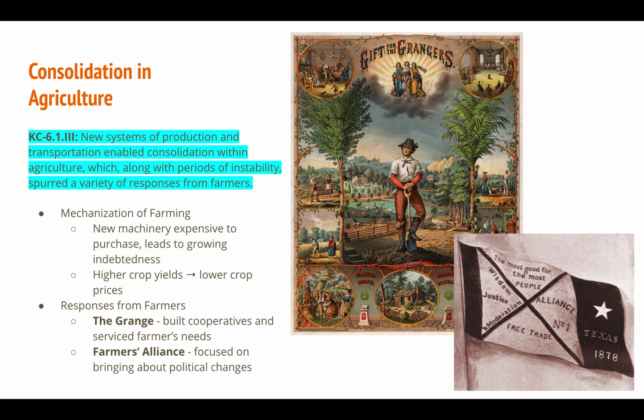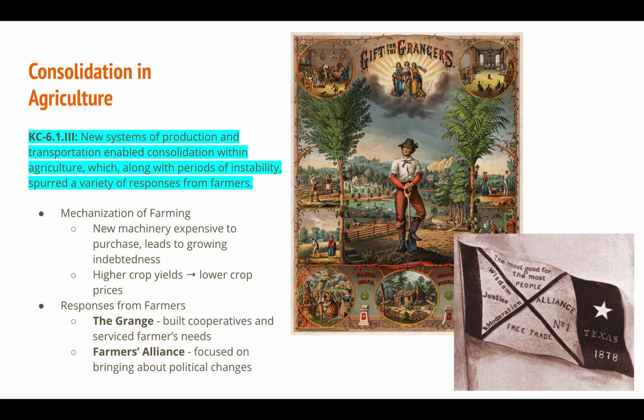So new systems of production and transportation enabled consolidation within agriculture, which along with periods of instability spurred a variety of responses from farmers. We see a mechanization of farming. So it is now faster and also more expensive to be a farmer. And it leads to a growing indebtedness for those who remain in the profession of farming. Those that end up using these new machines get higher crop yields, and because the crops are more plentiful, it leads to a depreciation of their prices.